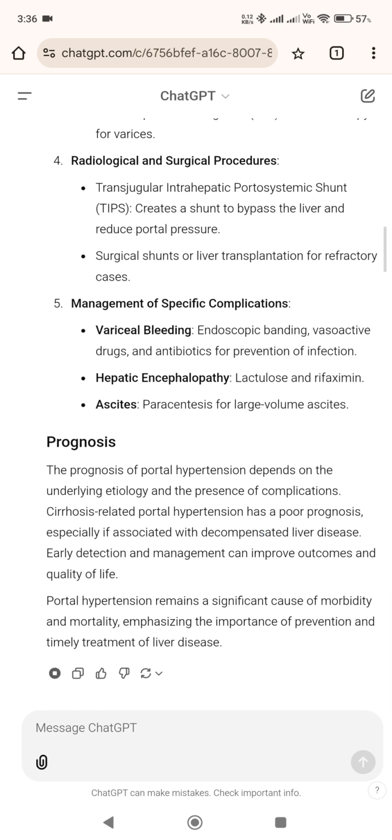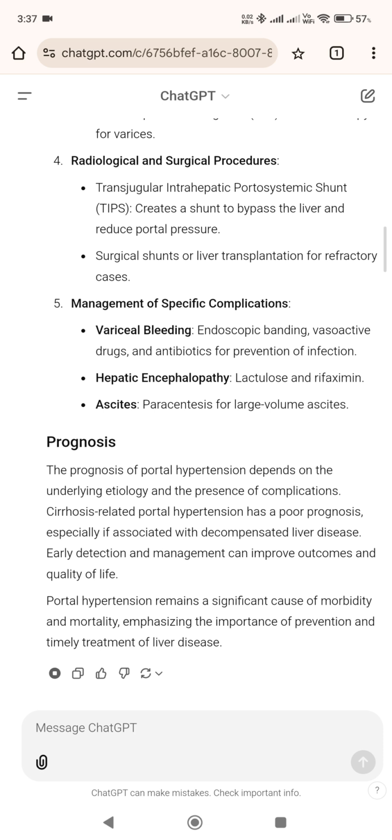5. Management of specific complications. Variceal bleeding: endoscopic banding, vasoactive drugs, and antibiotics for prevention of infection. Hepatic encephalopathy: lactulose and rifaximin. Ascites: paracentesis for large volume ascites.